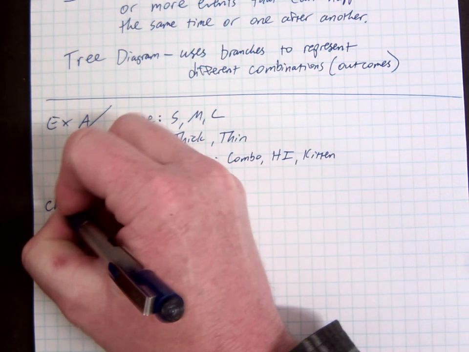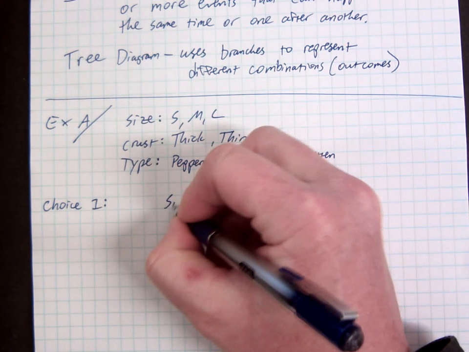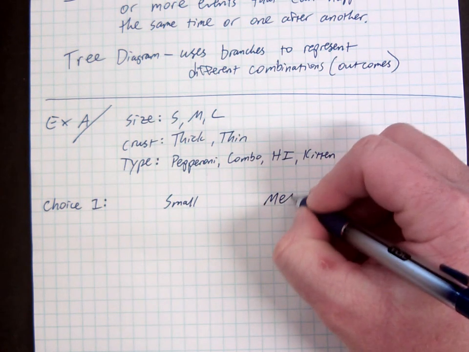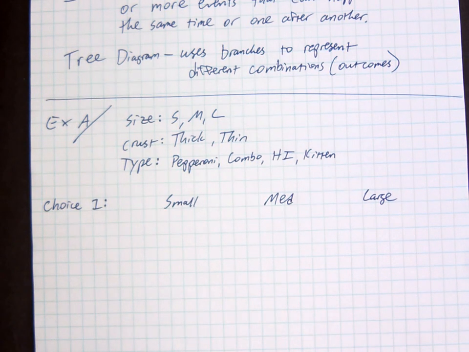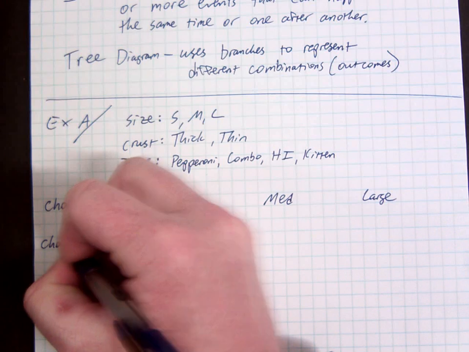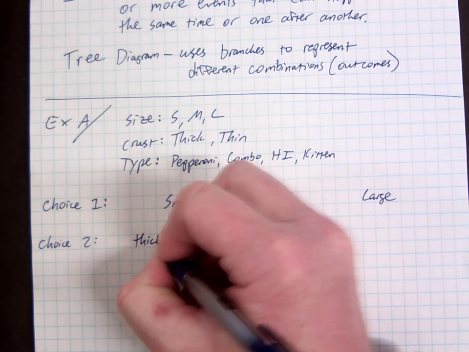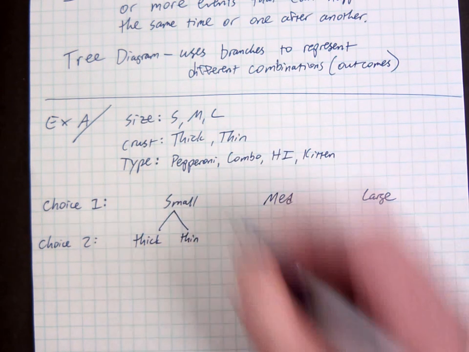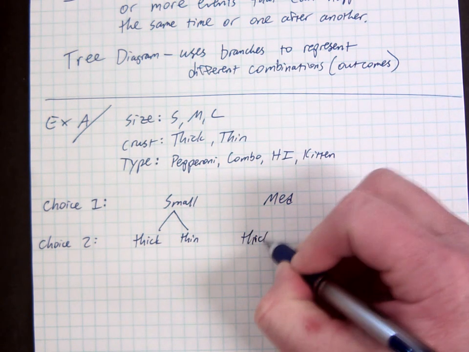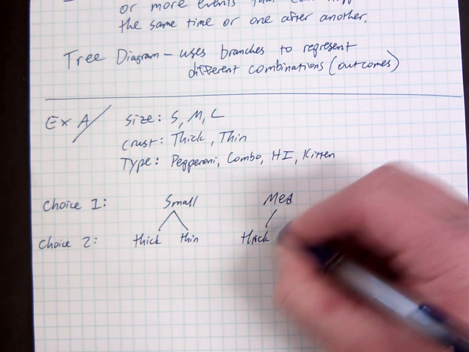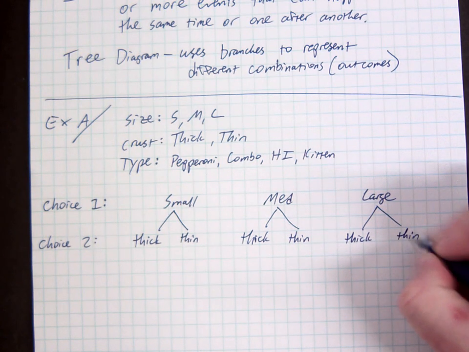So we're going to set it up this way. First, we have choice 1. Choice 1 is size. I can get a small or a medium or a large. Those are my 3 choices. Then I have choice 2. That's the crust. So I can get a thick or a thin. So I could have picked a small pizza and then I could have a thick or a thin. Or I could have picked a medium pizza. And once I pick medium, I can still decide between thick and thin crust. And likewise with large. Thick and thin.